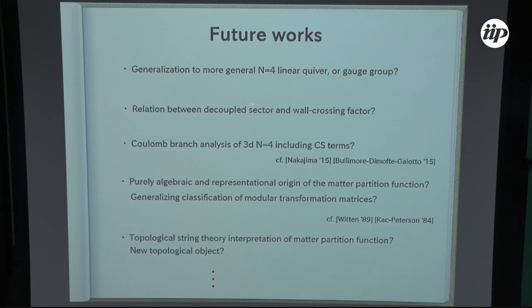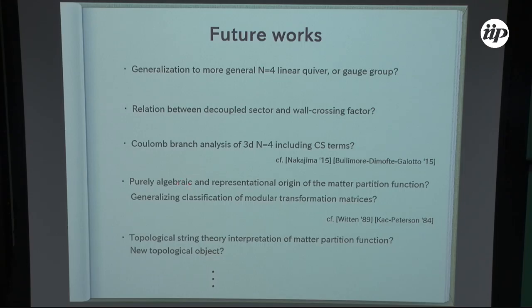And there are several future prospects. For example, some generalization to the more general N=4 linear quiver or some gauge group, or some relation between decoupled sector or some wall crossing factor. Okay, this was actually observed in some 2D case. So the 3D case also maybe. And the Coulomb branch analysis of 3D N=4, including Chern-Simons terms, is also interesting, which was recently done by these gentlemen.